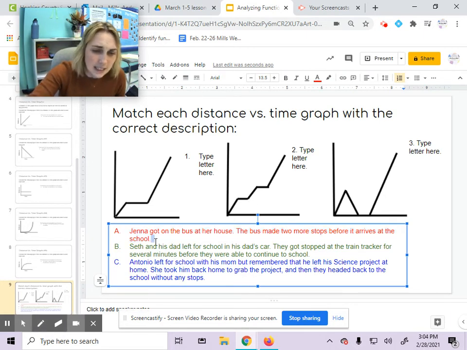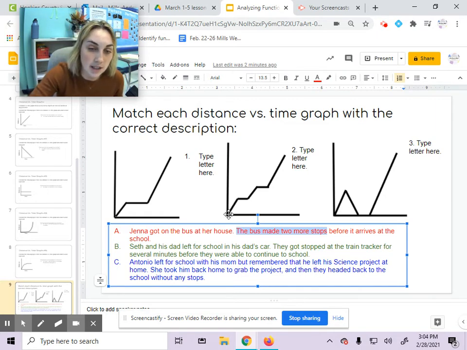So in this particular case, Jenna got on the bus at her house. So that means she got on a bus, and then it says she made 2 more stops before it arrived at school. So looking at all these graphs, the only ones that make 2 stops, so there's 2 points of rest, is this second graph right here. Let's look at it and make sure that this description goes with this graph.